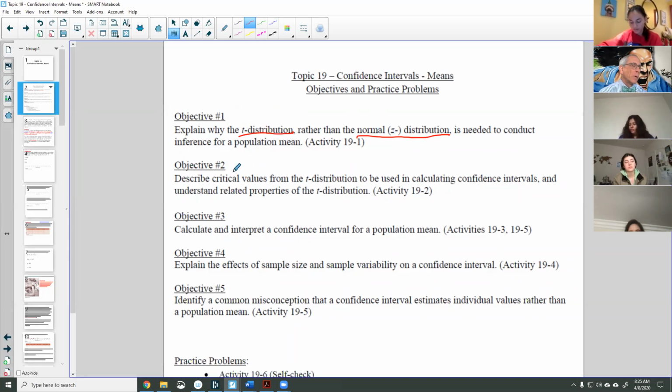All right, then we're going to talk about critical values from the T-distribution. We're going to talk about confidence intervals for a population mean. We're going to talk about sample size and sample variability on a confidence interval. And this last objective here, we're going to identify a common misconception that a confidence interval estimates individual values rather than a population mean. So again, this is the one that we're going to be doing really today.